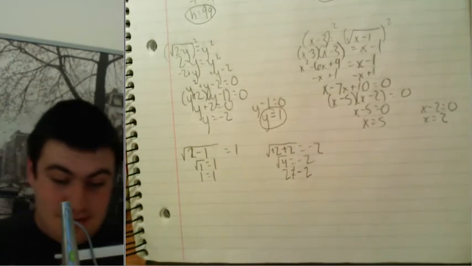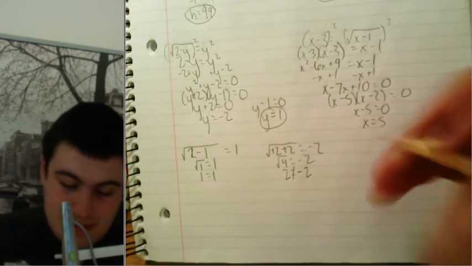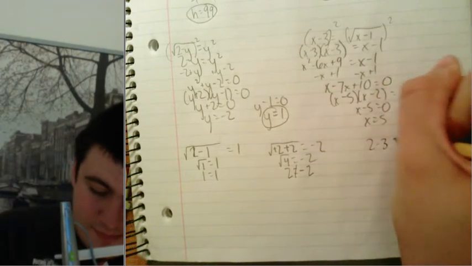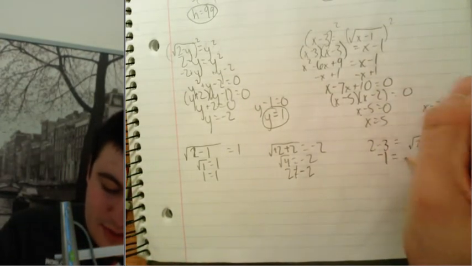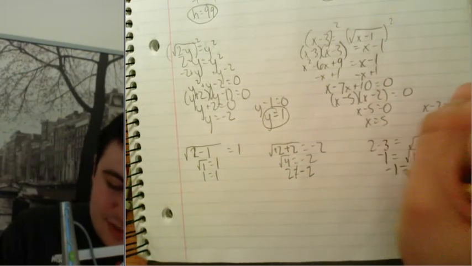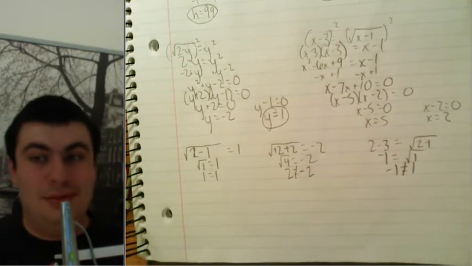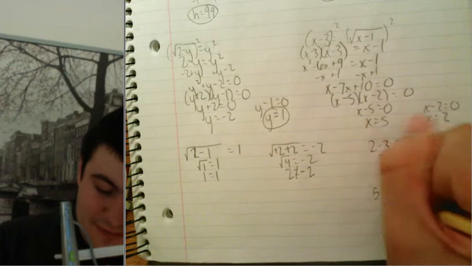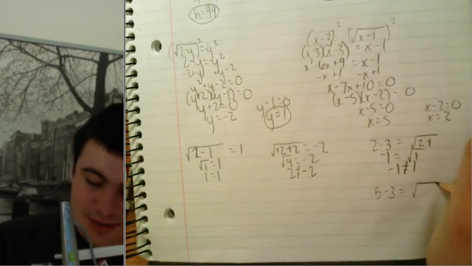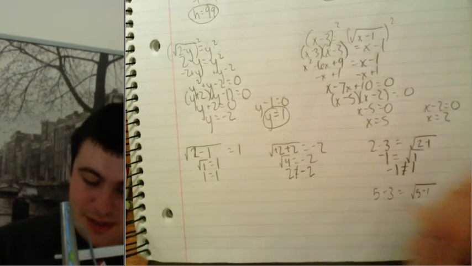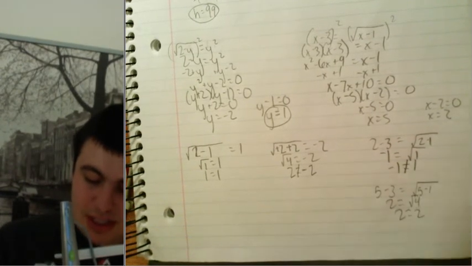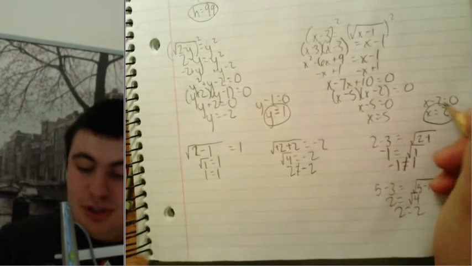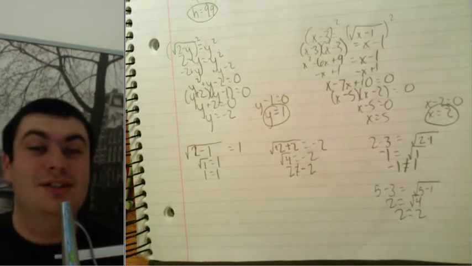Let's start with 2. So does 2 minus 3 equal the square root of 2 minus 1? So does negative 1 equal the square root of 1? Negative 1 in fact does not equal 1. Womp womp. Now if we take 5 minus 3, does that equal the square root of 5 minus 1? Does 2 equal the square root of 4? You bet it does. So therefore x equals 5 is our only valid solution.